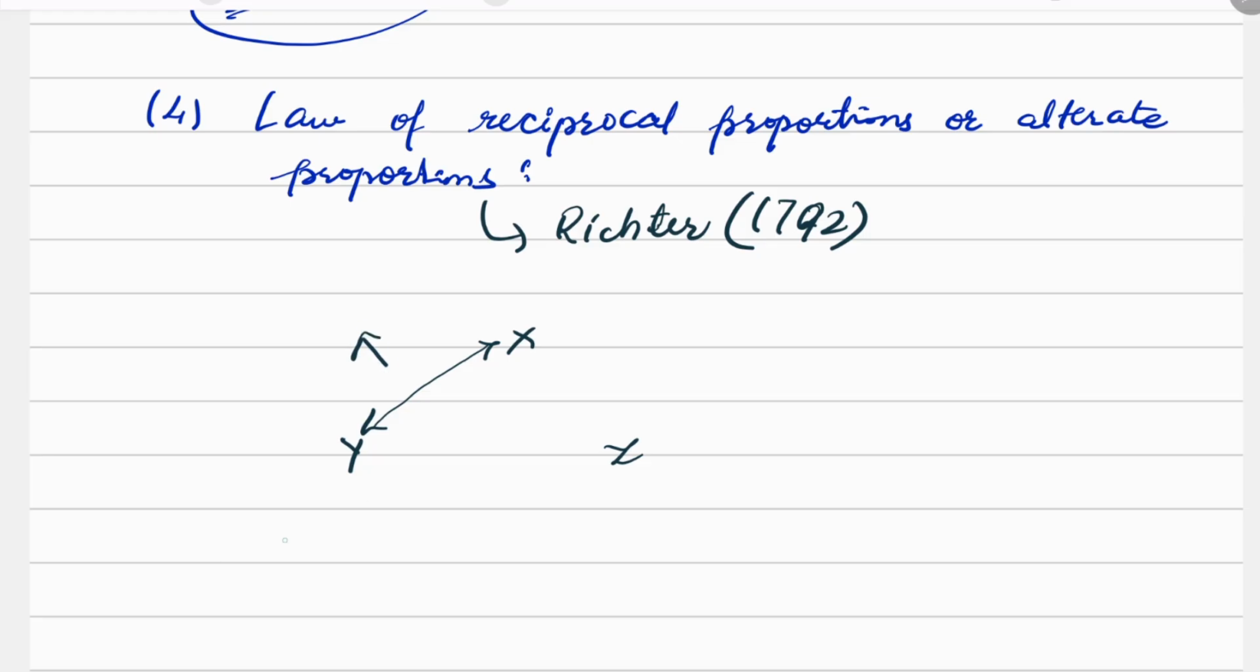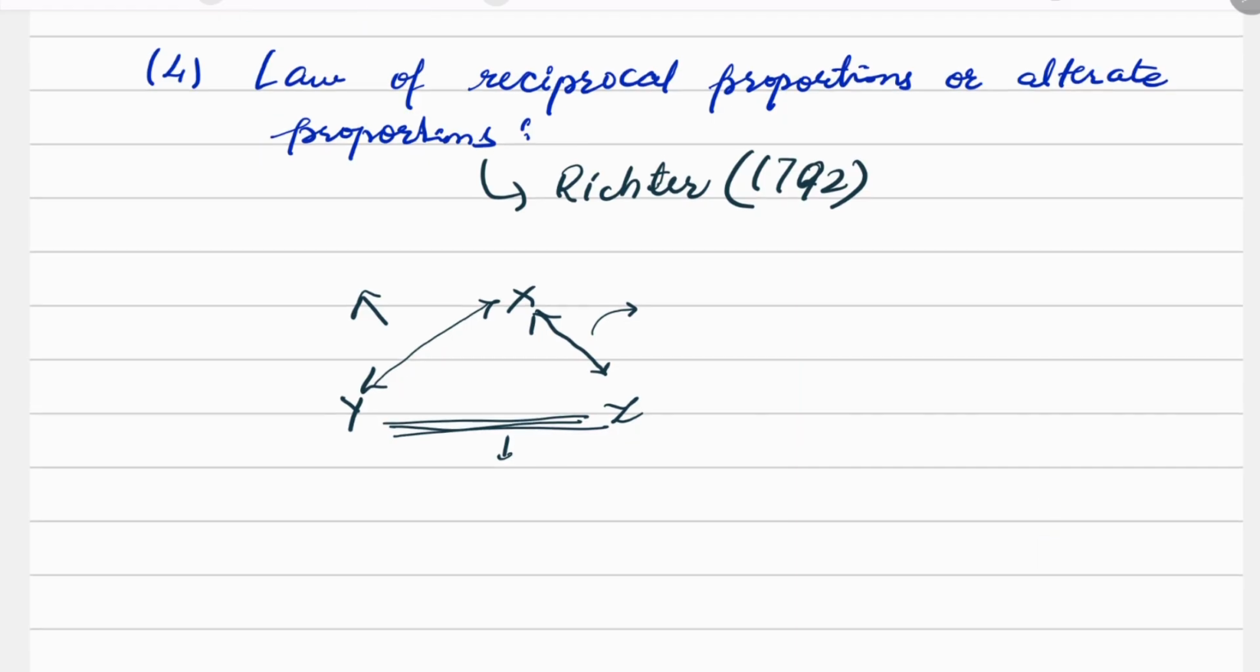Okay, X and Z also combine with each other to form a compound. So Y and Z can also combine with each other to form another compound. This is called reciprocal proportion. Let's take and understand it with some example.